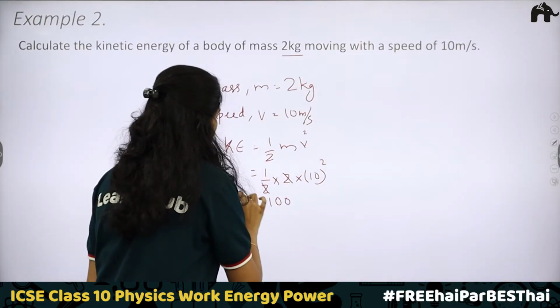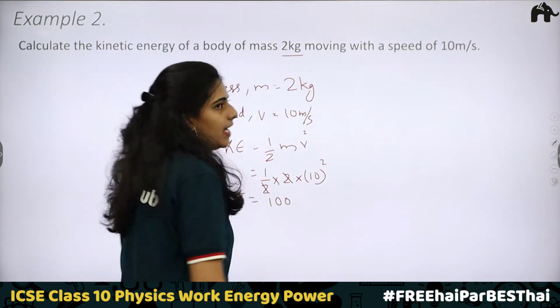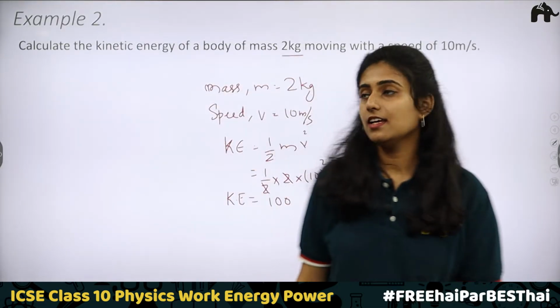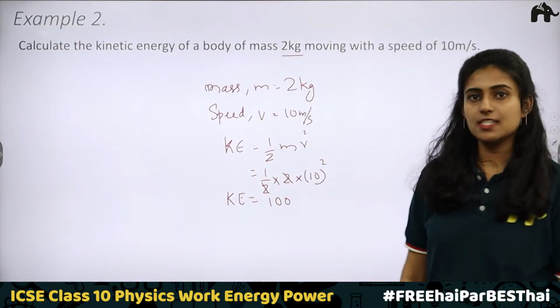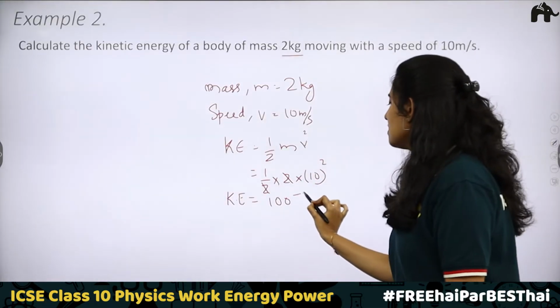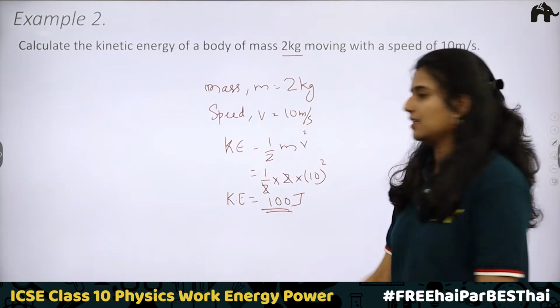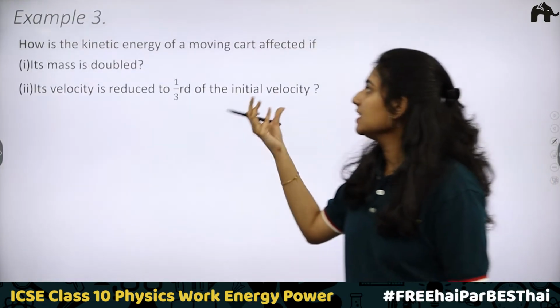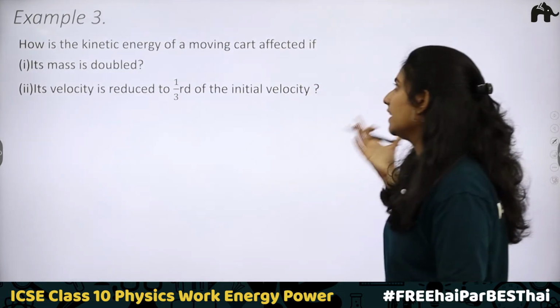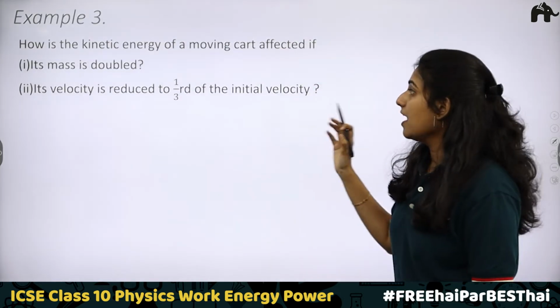Now, what is the unit of kinetic energy? We said the unit of work and energy are the same. Kinetic energy is a type of energy. Therefore, 100 joules is the kinetic energy. Third example. How is the kinetic energy of a moving cart affected if its mass is doubled?